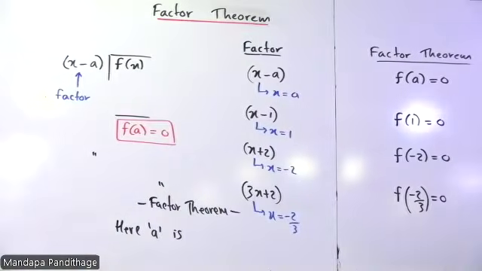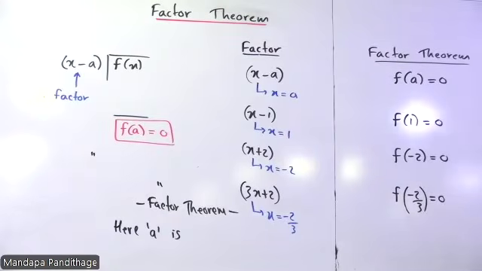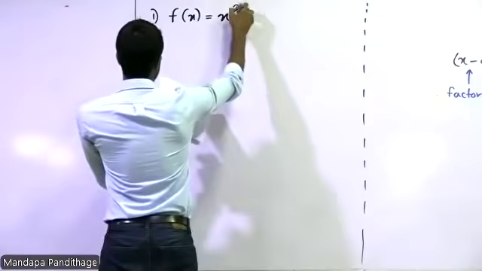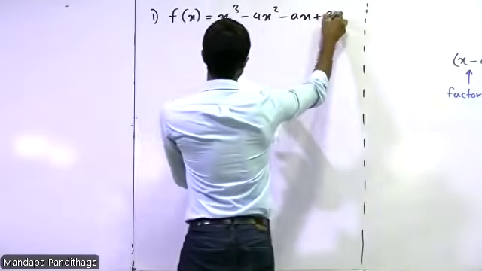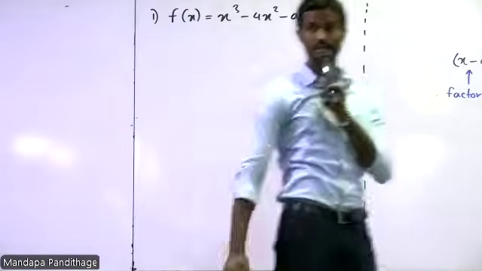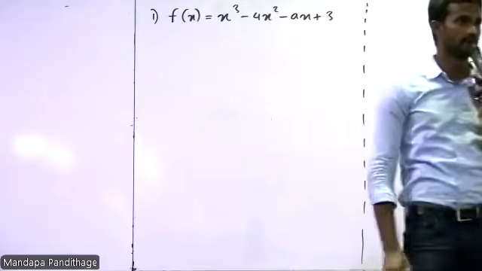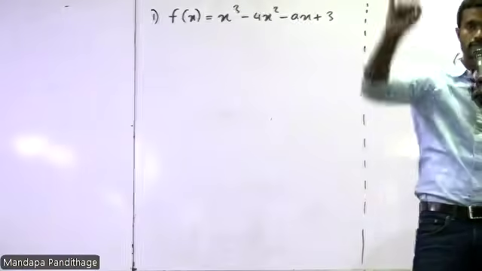Okay, now look, page number 3, mixed questions, question number 1. Look at this, it's easier. I told you when they haven't named the polynomial, you have to put a name. So x cubed minus 4x squared minus ax plus 3. They have given that this is divisible by x plus 3. What do they mean by divisible by x plus 3? That means x plus 3 is a factor. Divisible means it can be divided, so it means that x plus 3 is a factor.